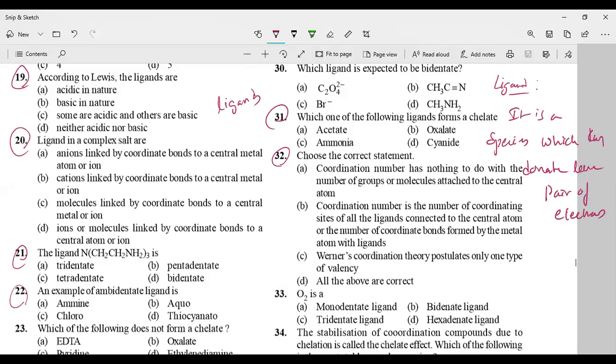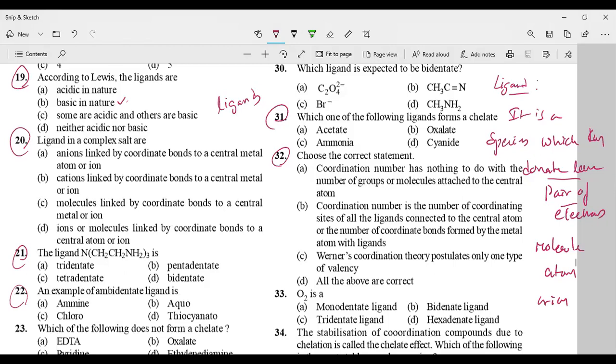So it might be a molecule, or it may be an atom, or it may be an ion, which has the ability to donate a lone pair of electrons. According to Lewis theory, if a species is donating a lone pair of electrons, it comes under the Lewis base. So it is basic in nature because of donating electrons.